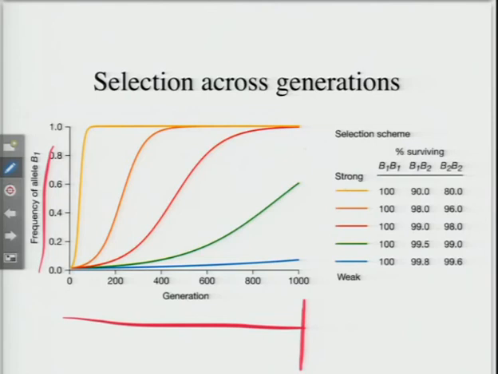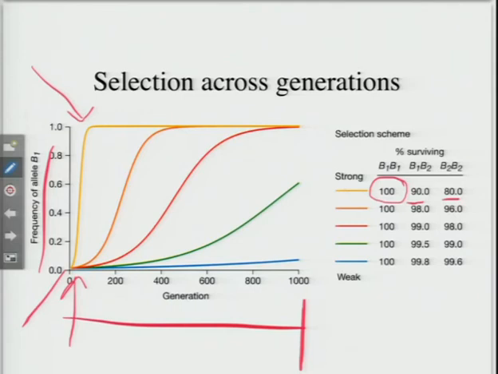So when selection's strong, this yellow line, you have 100% survival of the B1 genotypes, 90% of heterozygotes, and 80% of the homozygotes B2. And within, I don't know, maybe 25 generations, the B1 allele goes from a frequency near 0 to a frequency of 1. If the frequency of the B1 allele is 1, what's the frequency of the alternate allele? 0. So an allele that has a frequency of 100% is said to be fixed in the population. It constitutes all of the genetic variation at that particular locus.